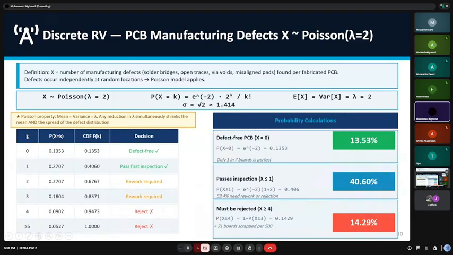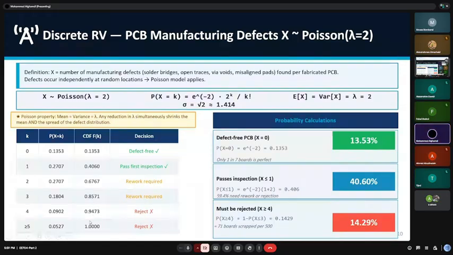As you can see, they go from 0 to 5, and the CDF gives us the probability between 0 and 1. If X is equal to 0, only 1 in 7 boards is perfect, and this is the percentage. If it's less, which is this one, we have 59% that need rework or rejection. And if it exceeds 4, the board must be rejected, which is the last 2 rows.